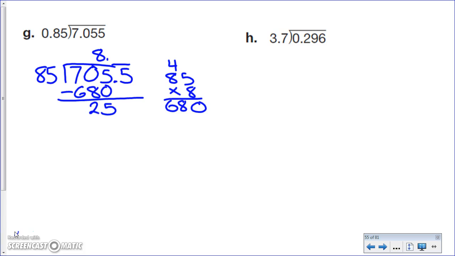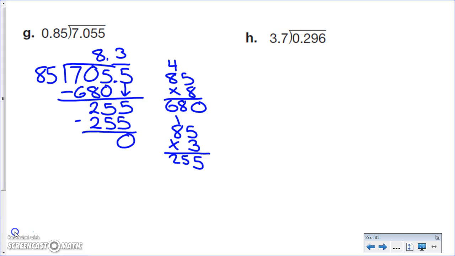And we get 25. So now we're going to bring the 5 down. Now we're going to check, and it looks like you could probably go in about 3 times. So we're going to do our math off to the side, our multiplication to check. And it's going to go in exactly 3 times. So our answer is 8 3/10.